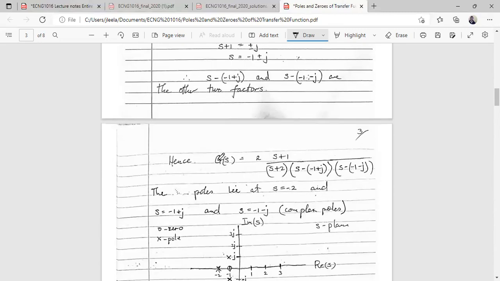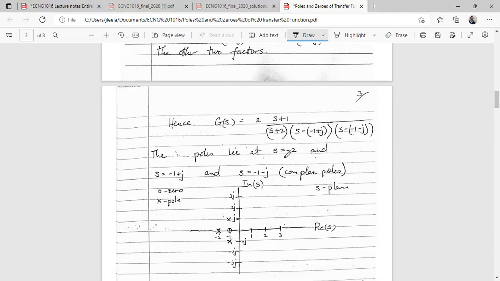So what you are writing here, G(s), the transfer function in terms of the factors in the denominator, is s plus 1 over s plus 2, s minus (minus 1 plus j), and s minus (minus 1 minus j). So I could safely say now that the poles lie at s equals minus 2, s equals minus 1 plus j, and s equals minus 1 minus j, which are the two conjugate complex poles, right?